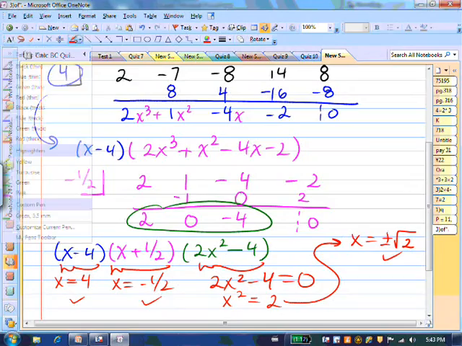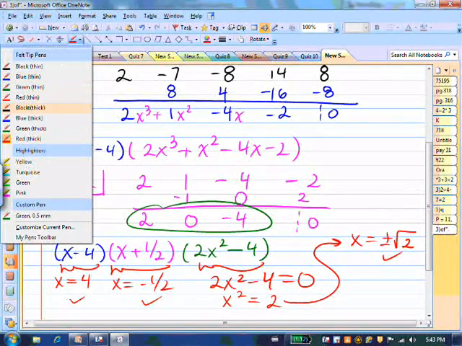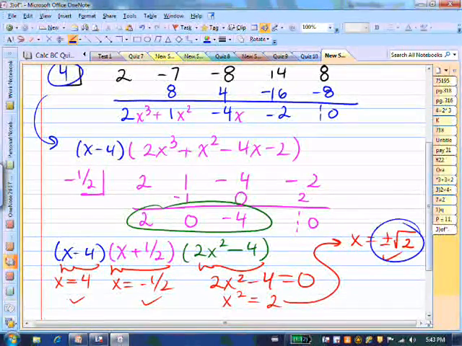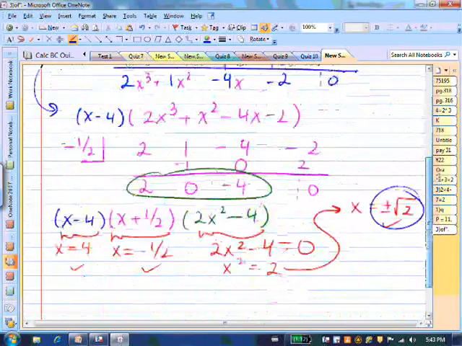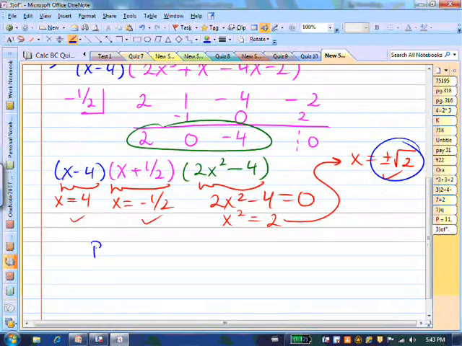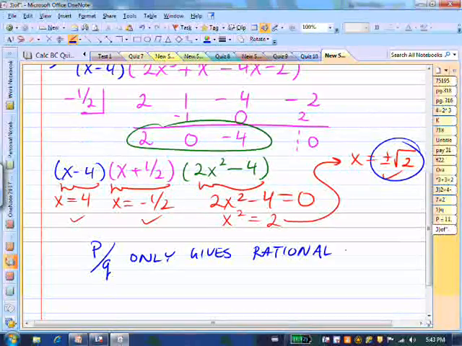I want you guys to notice, if you didn't notice earlier, that this was not one of the P over Q choices. Well, why is that? Because P over Q only gives rational roots. So it only is good for zeros or roots that are clean fractions, not radicals. So it does have some limitations.